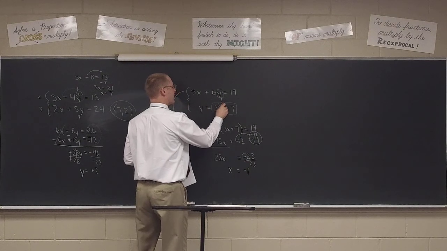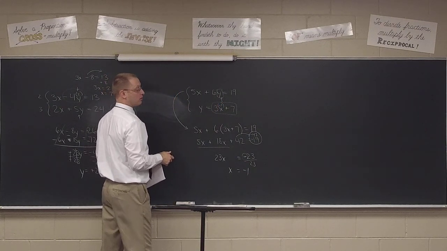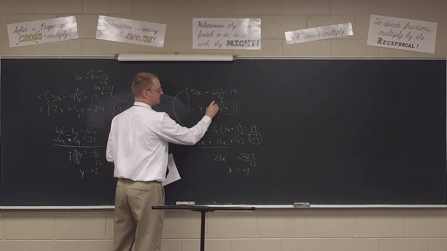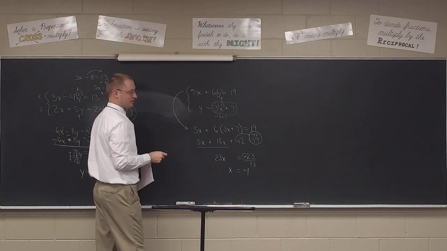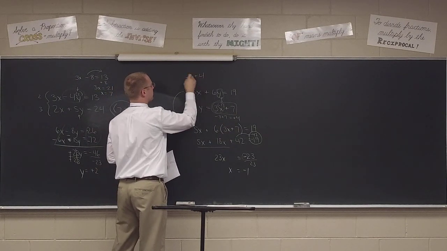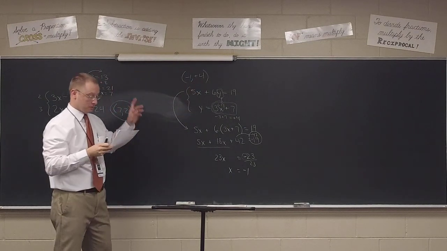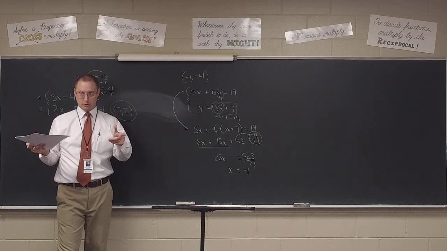When you plug the -1 in here for the x, we'll get y is equal to 10 - 3 + 7, which is 4. So -1, 4 should have been our answer for this one. How many got -1, 4 for the second one? Neither of you got that.